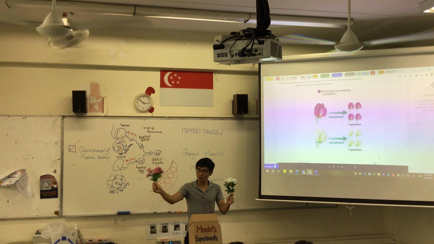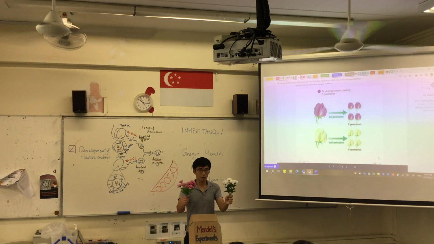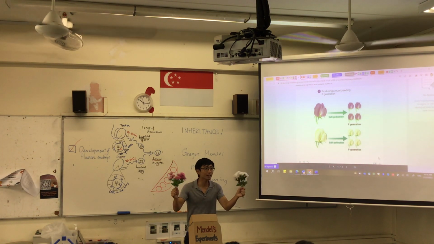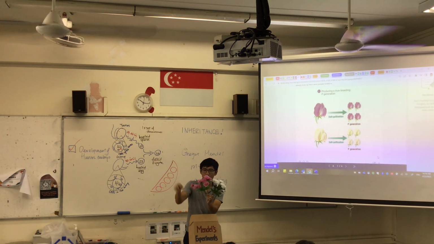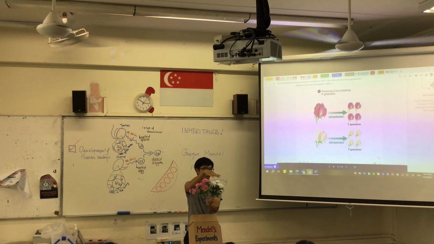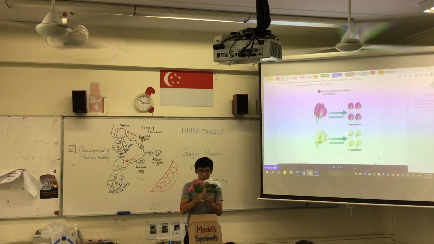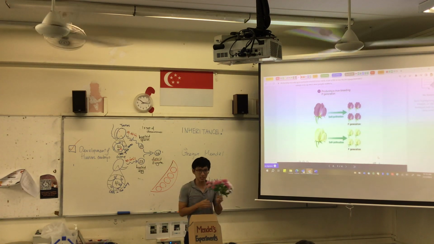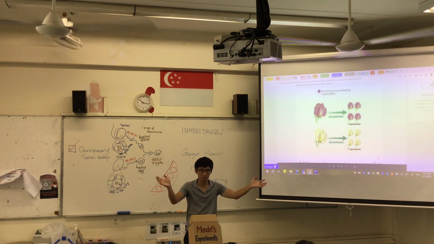Purebred purple flowered plants and purebred white flowered plants. This was the first parent generation. So he took some of the pollen grains, and then he dusted them on each other. Cross-pollinate. After that, the seeds that came out, he took the seeds and planted them into the ground, and he let the seeds grow into full plants.